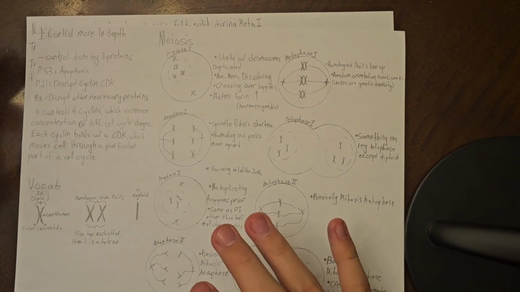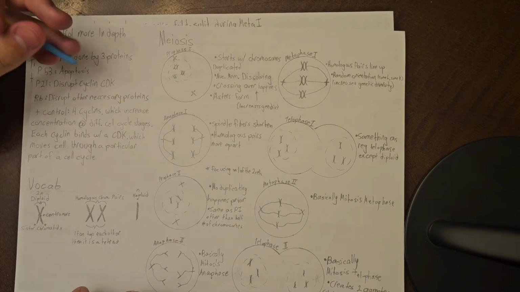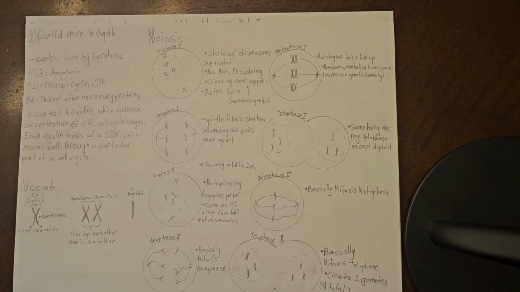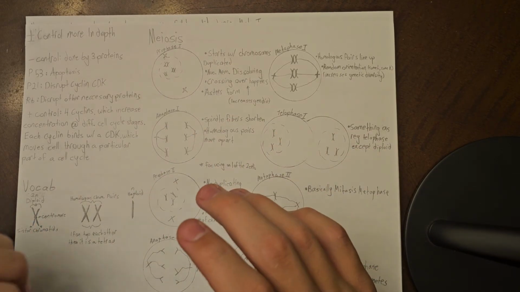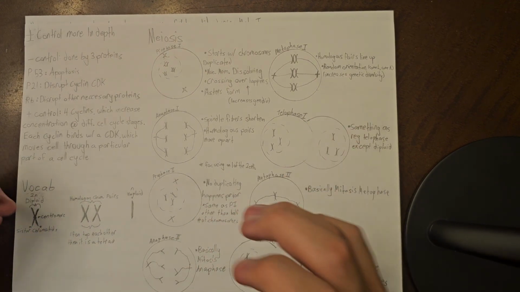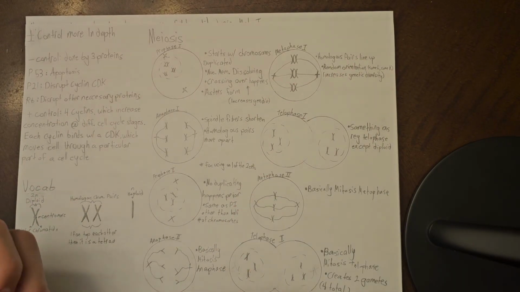So let's go through positive and negative control more in depth. Negative control is done by 3 proteins: P53, which does cell suicide; P21, which disrupts cyclin CDK; and RB, which disrupts other necessary proteins, right? So these ones specifically are basically like cutting the gas or pressing on the brakes to stop the cell from going into any process that it's not ready for yet. Wow, apoptosis is just blowing up the car.